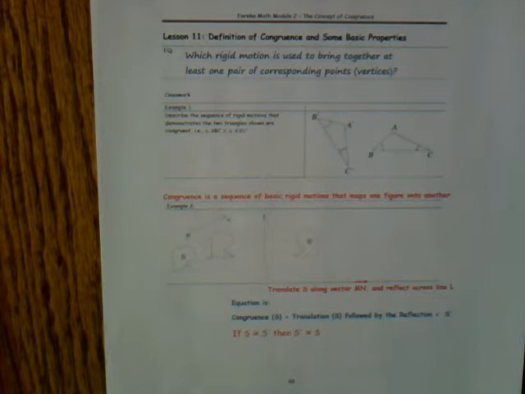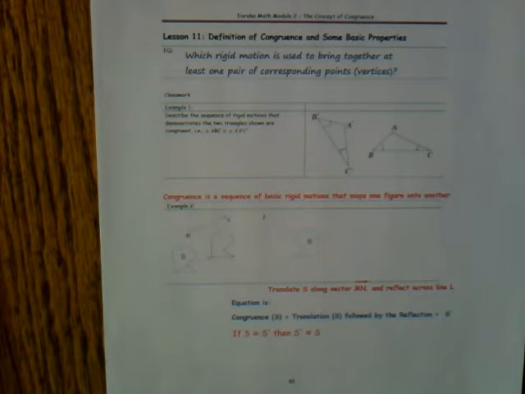Our essential question for Lesson 11: Which rigid motion is used to bring together at least one pair of corresponding points, which are vertices? Sequencing basic rigid motions has been practiced throughout the lessons of Topic B in this module because in general the sequence of basic rigid motions is called a congruence.